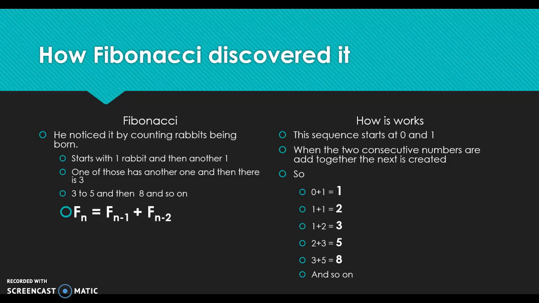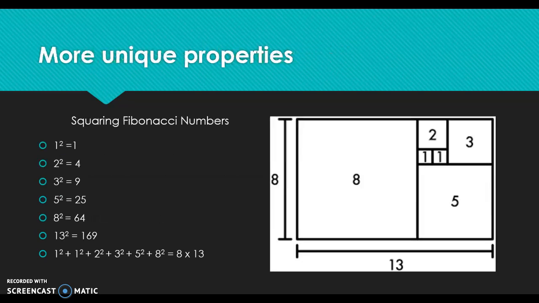So how it works is it starts with 0 and 1, and you add the two consecutive numbers, which equal the next. So the sequence goes 0, 1, which isn't listed, then 1, 2, 3, 5, 8, 13, and so on. So you can see 0 plus 1 equals 1, and so you take that 1 and you add it to the new one. So 1 plus 1 is 2, 1 plus 2 is 3, 2 plus 3 is 5, 3 plus 5 is 8, and so on, and it keeps going on forever.